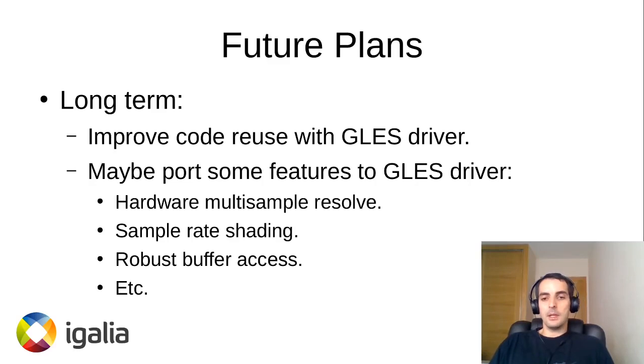In the same way, as I mentioned before, for Vulkan we were focusing on the mandatory features for 1.0, and that includes some features that are also part of OpenGL ES, or have equivalents, but we didn't implement yet. So in this case, we implemented some features on Vulkan before OpenGL ES, so it would be possible to port them to OpenGL ES, like for example hardware multi-sample resolve, sample rate shading, and robust buffer access.